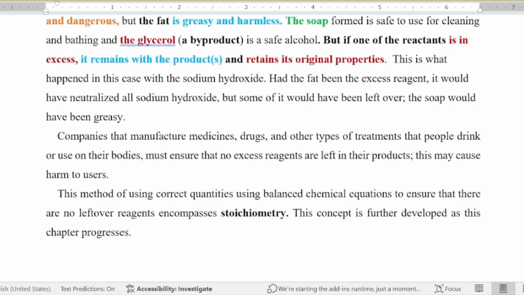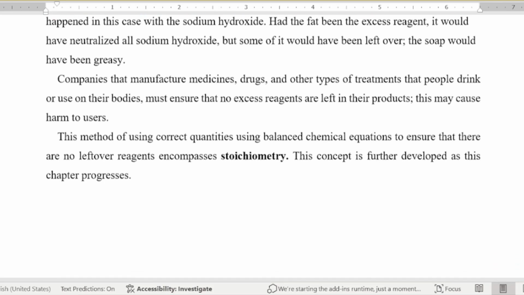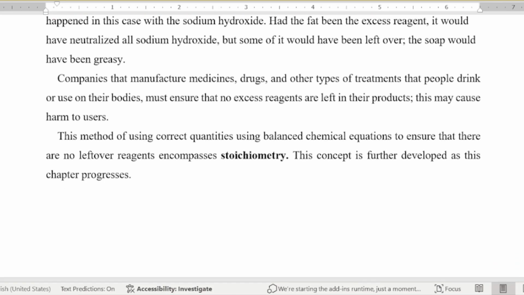Of course, the sodium hydroxide in this case was left in excess, and because of that excess, retained its caustic property. Had the fat been the excess reagent, it would have neutralized all the sodium hydroxide, but some of it would have been left over. In this case, the soap would have been greasy.